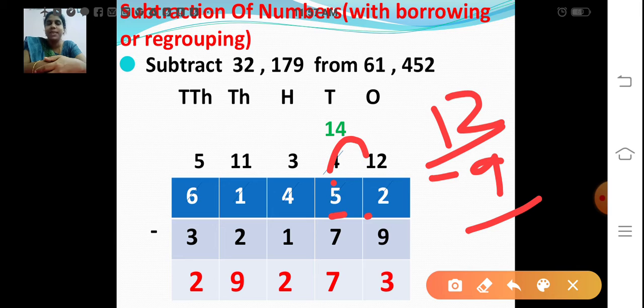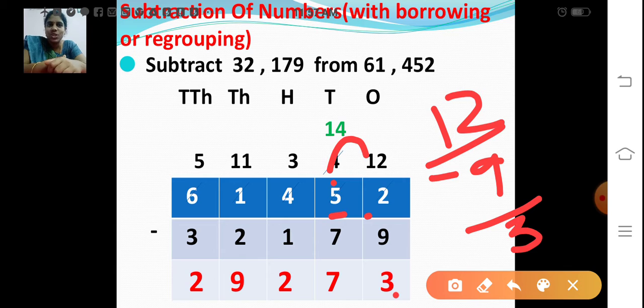Shall we subtract this? Start from number 9, count forward till you reach 12. After 9, 10, 11, 12. 12 minus 9 is 3. So write it down, 3. 12 ones minus 9 ones is 3 ones.